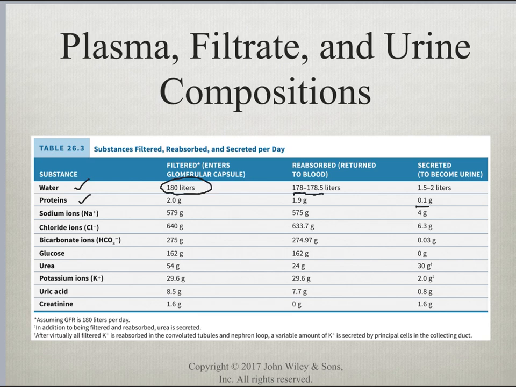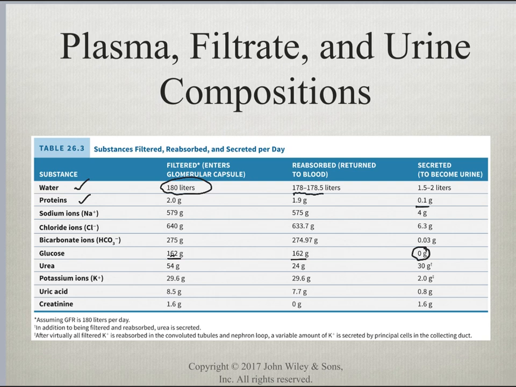Glucose, we're taking all of it. And again, this is assuming normal conditions. 162 grams of glucose is going to be filtered, and 162 is going to be reabsorbed, and 0 is going to be secreted out into the urine. Now again, assuming that we are not diabetic and we don't have excess sugar in our blood. If you have a person who's diabetic and has high amounts of sugar, you will find this number here, the amount of sugar in the urine, will be elevated.